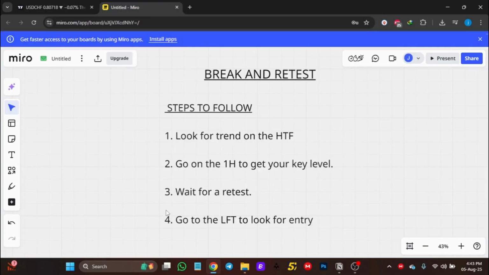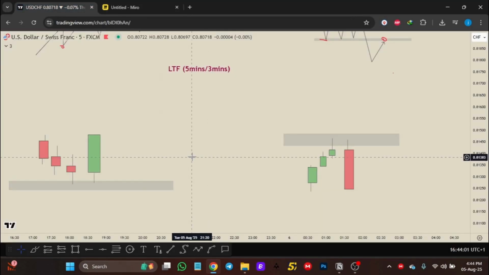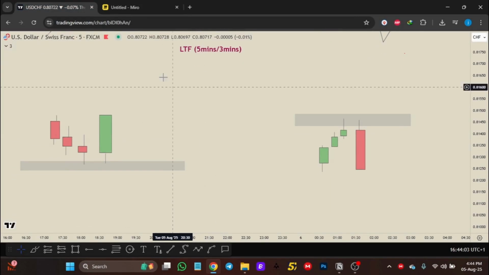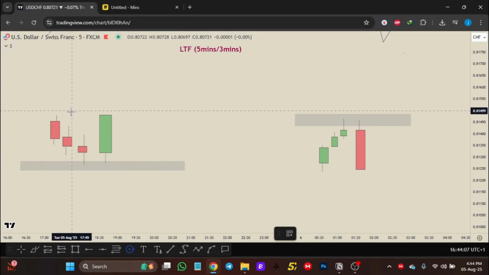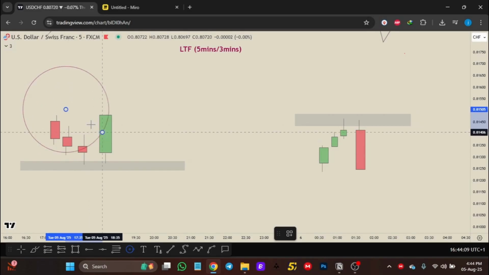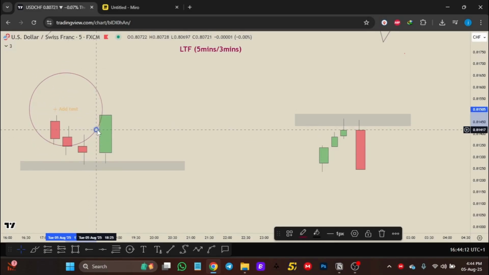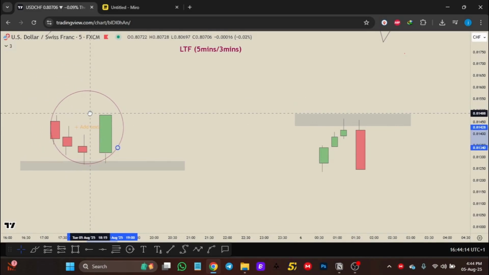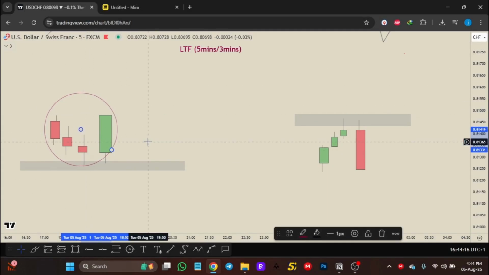All right, and then the last step here, go to the lower time frame to look for an entry, right? So on the lower time frame, this is what I would like to see before I take any trade. All right, I want to see depletion. I want to see price depleting towards my key level. Don't forget, guys, this zone here is the 1 hour key level.